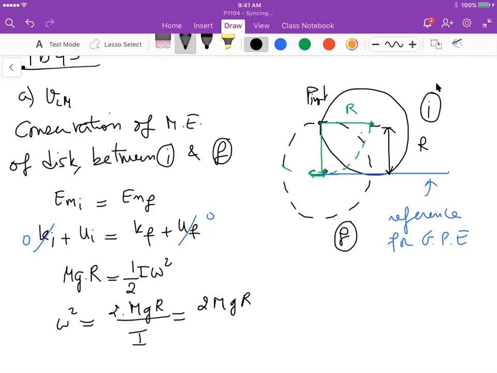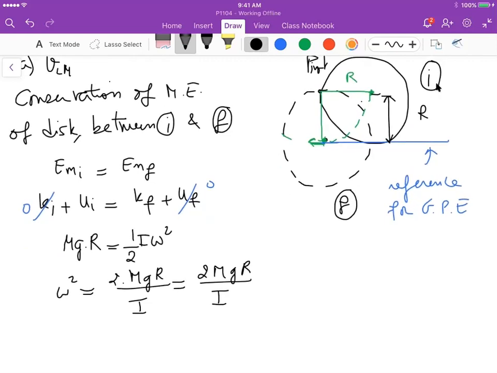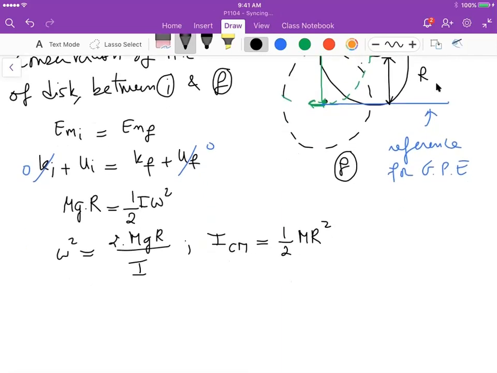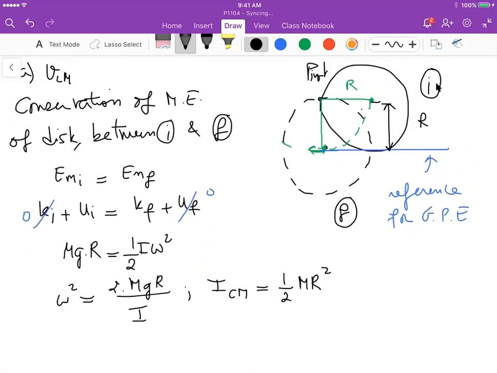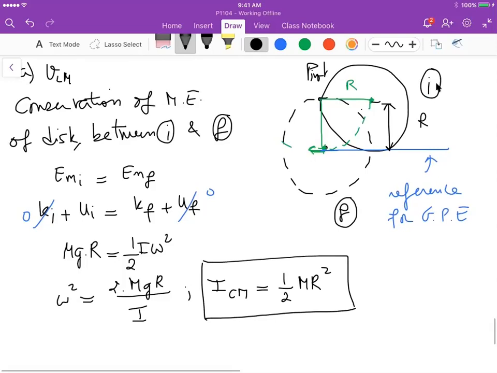Let's be precise about how much I is. I is the moment of inertia about the rotation axis, and we know that I center of mass is equal to half m r squared. So the question is, can we put half m r squared in directly and continue? The answer is no. Why? Because the book gives us I center of mass equal to half m r squared, but this disk is not rotating about its center of mass.